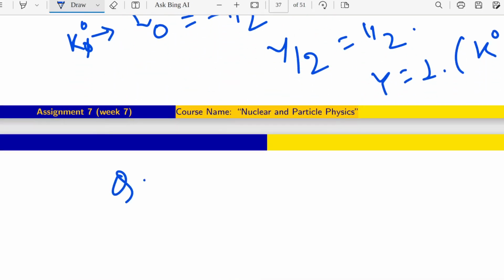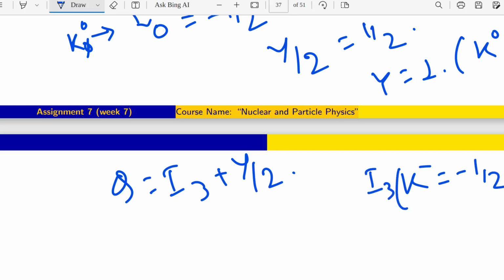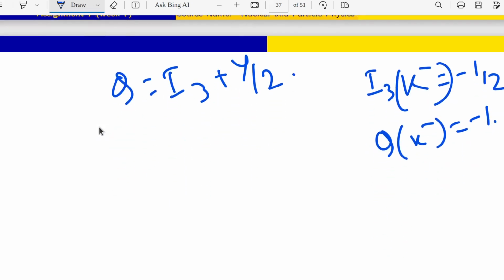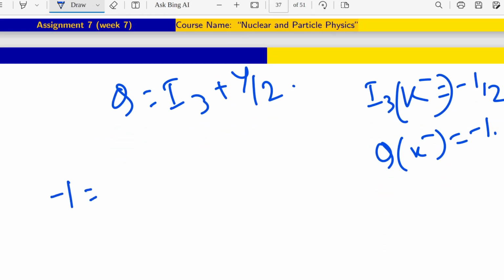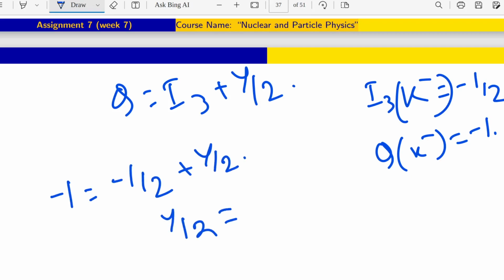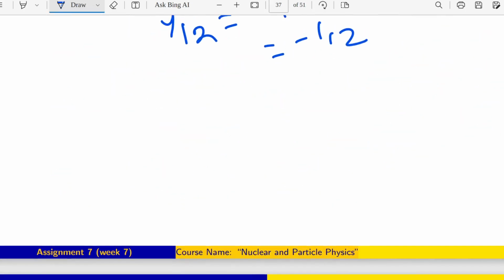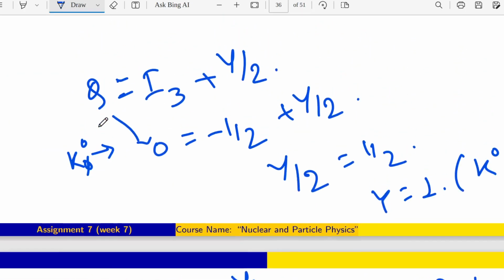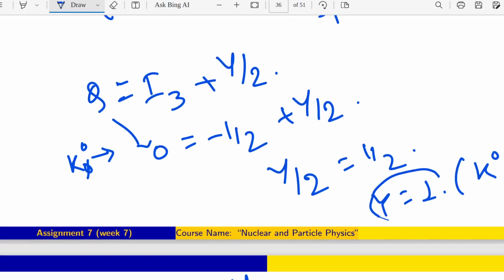Now coming to K minus. Q equals I3 plus Y by 2. For K minus, I3 is minus half, and Q of K minus is minus 1, right? So I am just going to write here minus 1 equals minus half plus Y by 2. So what will be the Y by 2 value? Minus 1 plus half is minus half, Y by 2 is minus half. Then you can see that the Y value is minus 1. And previously for K0, the Y value was plus 1.